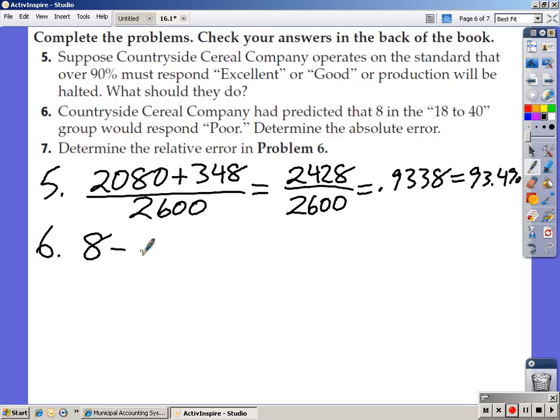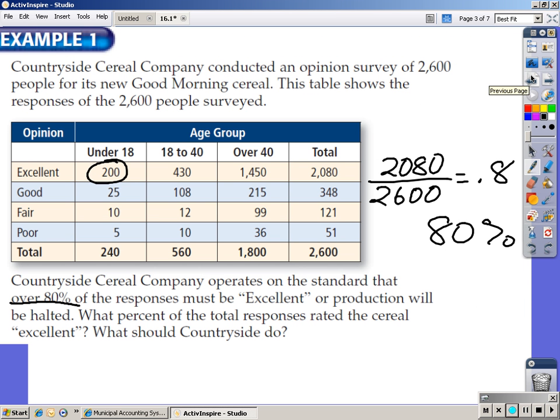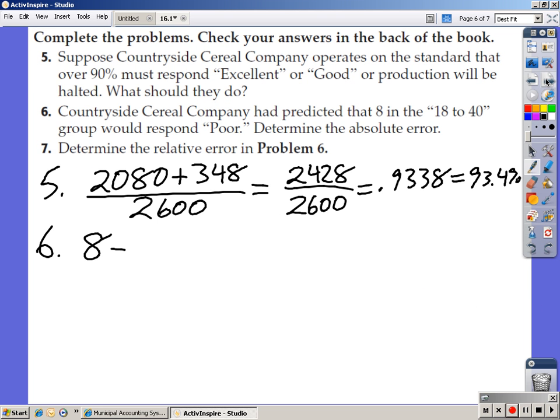So they predicted 8 would respond poor. Now, if we look back at our table, in the 18 to 40 group that responded poor, the answer is 10. So we have 8 minus 10, which is negative 2. But if you recall, when you find absolute error, it's always going to be positive. So the answer is 2 on number 6.